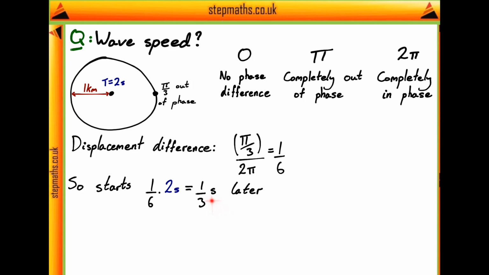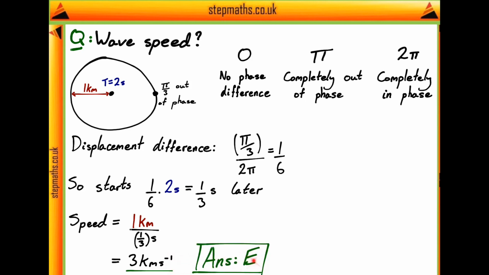Okay, and now with this information, we know how long it takes the earthquake to travel from the centre to the edge, and we know the distance. So using these, we can calculate the speed, which is just going to be the distance divided by the time. And of course, doing this, we get a speed of 3 kilometres per second. So this is going to be our final answer, which corresponds with answer E given in the question.